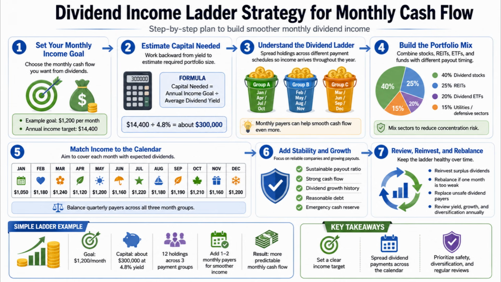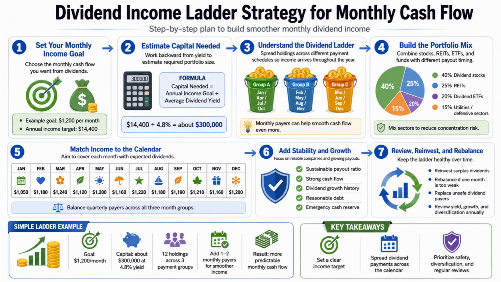First, set a clear monthly income goal. Decide how much cash flow you want your dividend portfolio to generate every month. For example, if your target is $1,200 per month, your total annual dividend income goal will be $14,400. Setting a specific target makes it easier to calculate how much capital may be required and how the portfolio should be structured.